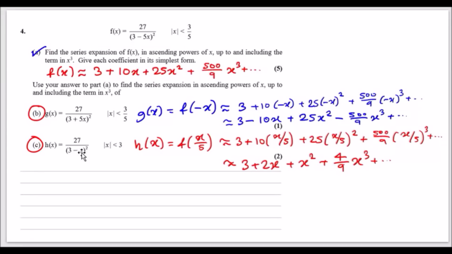For the second question, notice how when you had 3 minus 5x, this is 3 minus x. This one has reduced by 5. So essentially, it's literally x over 5. It's h(x) the same as f when it's x over 5. It's just 5 times smaller.